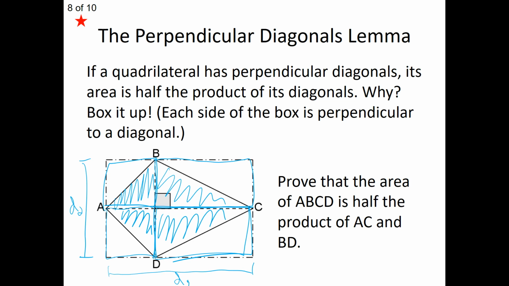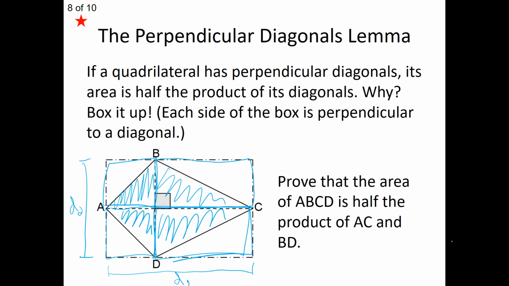So think about that. All 4 of those shaded little triangles are half of the whole thing we boxed up. And because those are all half of those whole parts, the whole area of the quadrilateral ABCD must then be half of the whole thing. Well, if the dimensions again are D sub 1 times D sub 2, then the area of our ABCD is half of that.